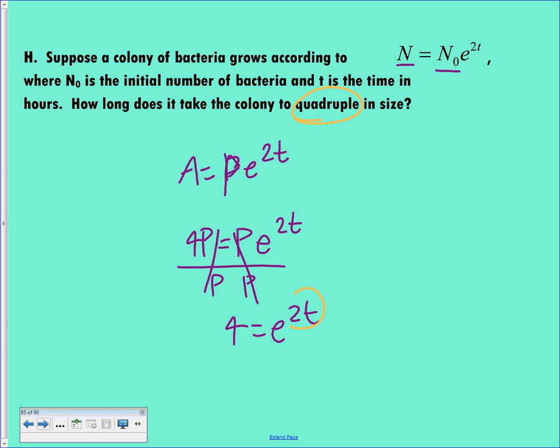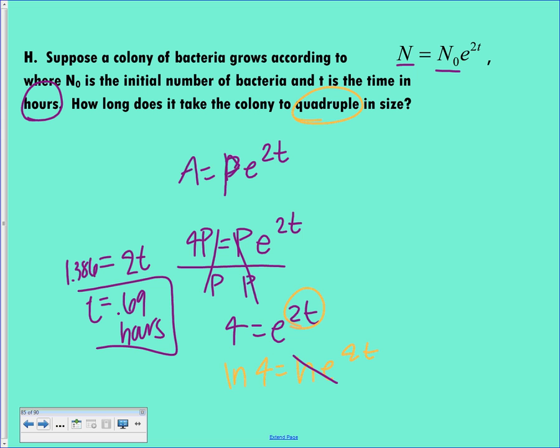Now again, I'm going to notice I'm solving for something in the exponent, and I have an e, so I need to ln each side. Okay, and then the ln and the e cancel. So on the right side, I just get 2t, and then ln of 4 is in my calculator. So I get 1.386. Divide that by 2. So I should get 0.69. And then I'm just reading carefully, and this time, this is in hours.